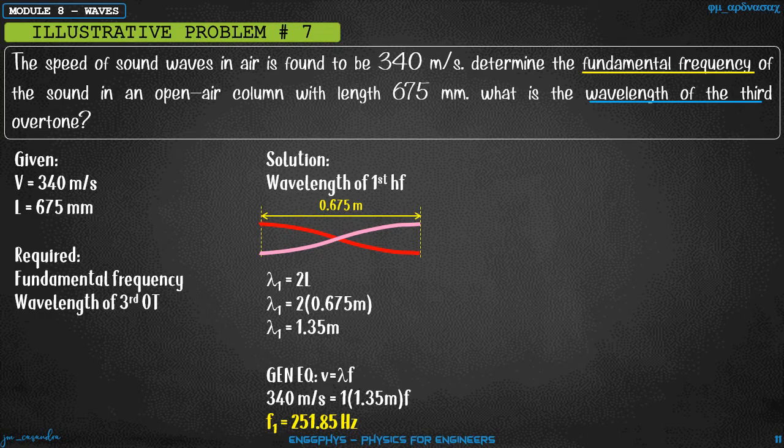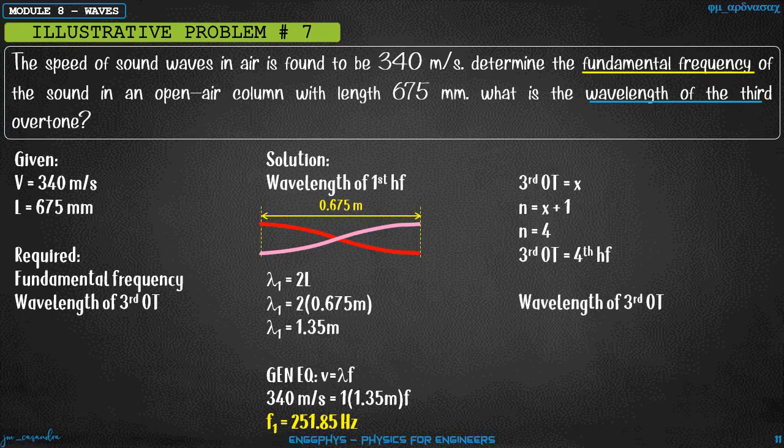So next, we want to solve for the wavelength of the third overtone. So for the third overtone, we have the overtone number equal to X. So we identify first our harmonic number. The harmonic number for an open air column is equal to X plus 1. So therefore, the third overtone is the same as our fourth harmonic frequency. So when it is the fourth harmonic, it means I need four of these. Okay?